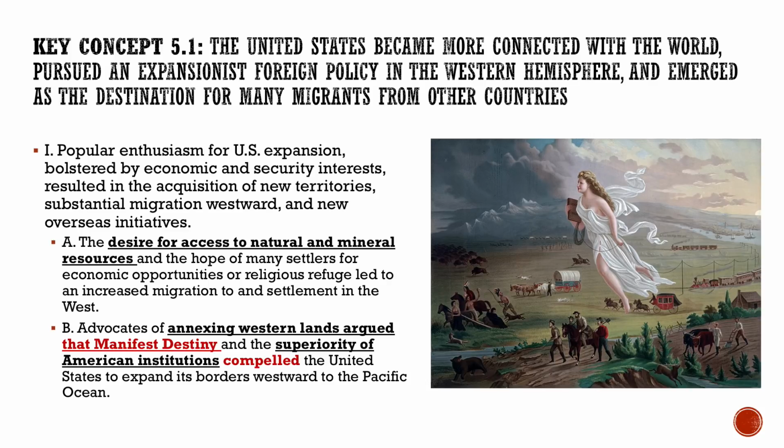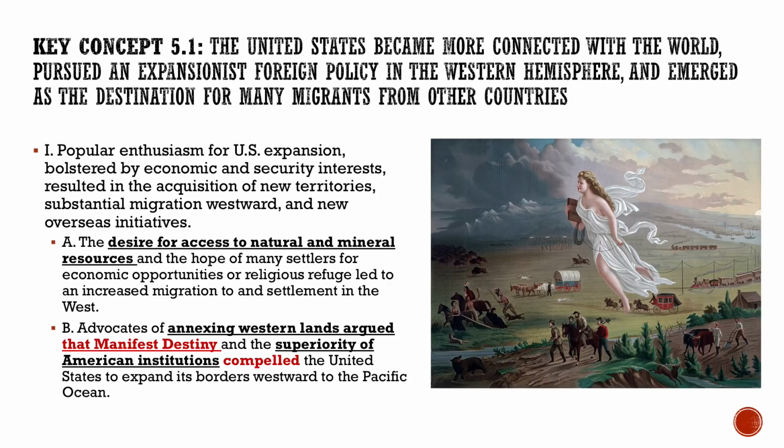So here in 5.1, Roman numeral 1, we see popular enthusiasm for United States expansion. We're looking at economic growth in America. The market revolution is still going on. We're thinking of security interests, right? The result is acquisition of new territories. Well, how are we going to acquire these things? Can you say war? Yes, that's how we're going to do it.